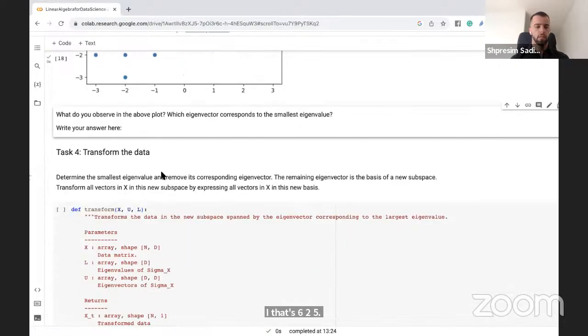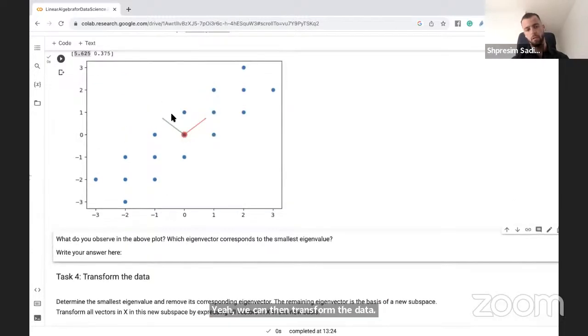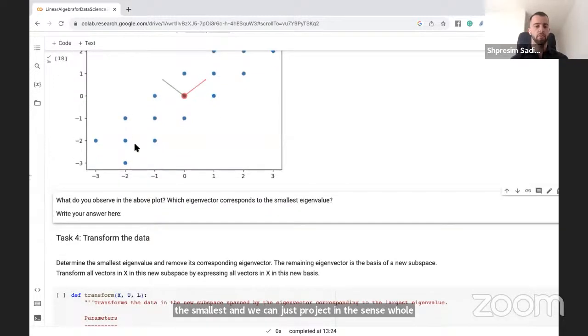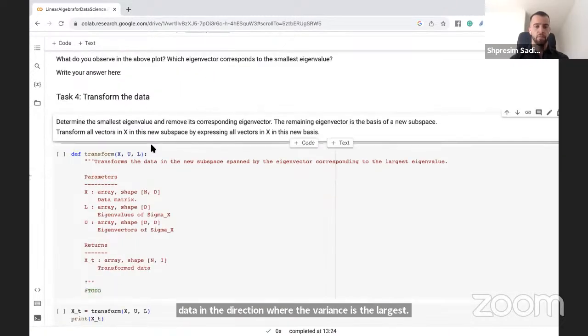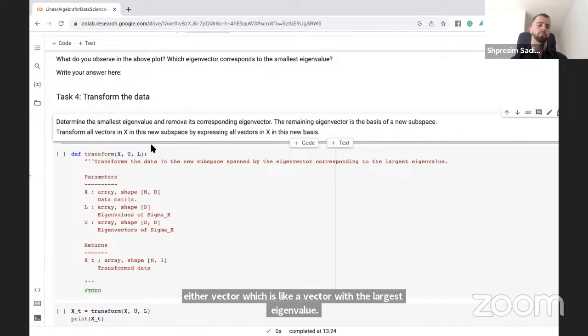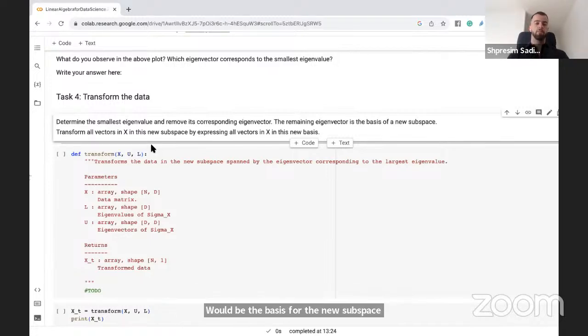So yeah, we can then transform the data. As I said, we can remove the direction where the variance is the smallest, and we can just project, in a sense, the whole data in the direction where the variance is the largest. All right, so we have to determine the smallest eigenvalue and remove the corresponding eigenvector, and the remaining eigenvector, which is the eigenvector with the largest eigenvalue, will be the basis for the new subspace. Then we want to transform all vectors in X into this new subspace by expressing all vectors in X in this new basis.